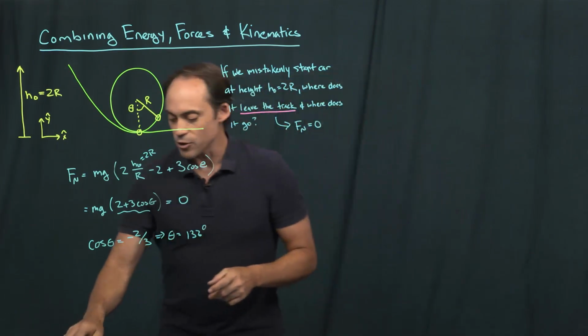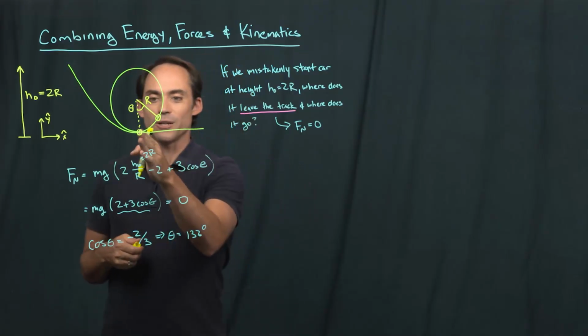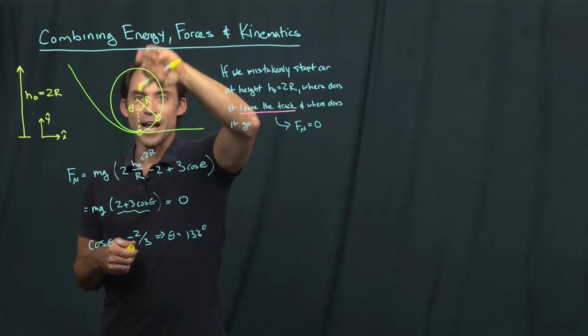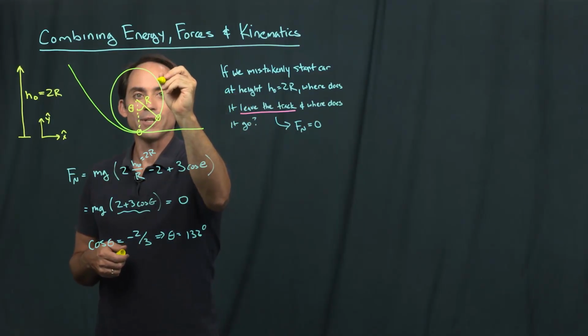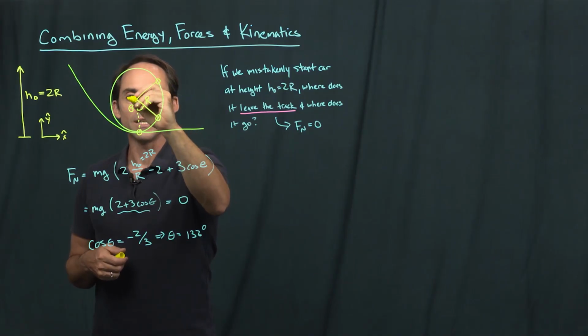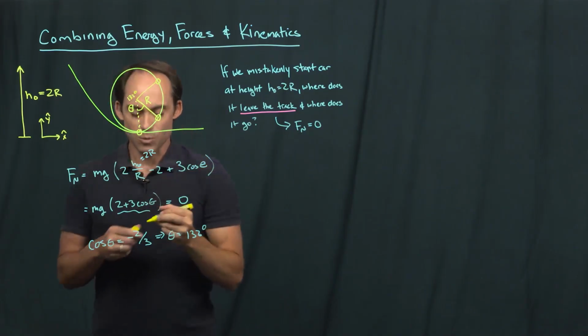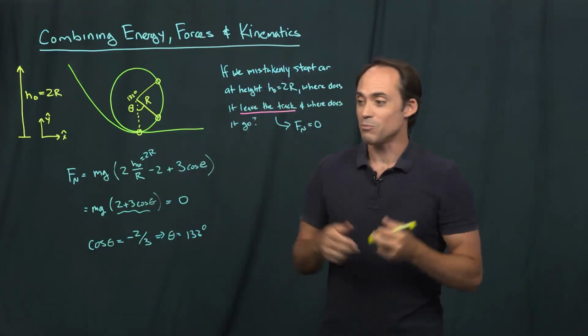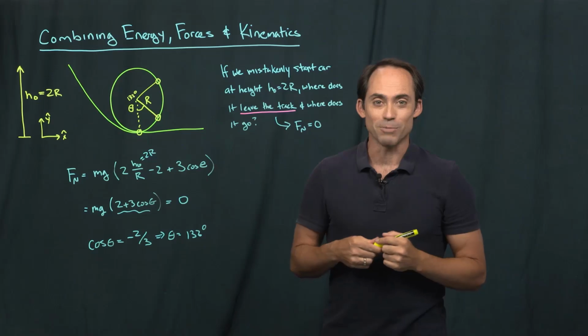So where is this on our track? Well, we start here at 0. We're passing through 90 degrees. This is about 180 degrees. And so somewhere around here, that's about 132 degrees, is where the car would leave the track and cause all sorts of damage and bad things.